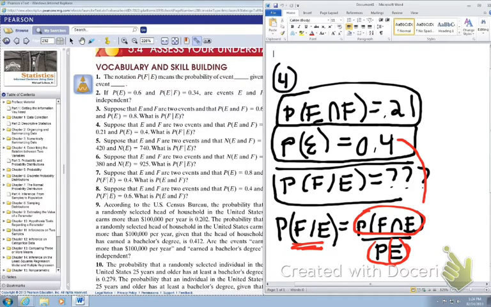So 0.4, you're just going to plug it in for the probability of E, and 0.21, you're going to plug that in for the probability of the intersection of the two events. And you're just going to compute that. So I'm just going to take 0.21 over 0.4. And you can literally type that out. So 0.21 divided by 0.4. And hopefully you're thinking that's 0.525.